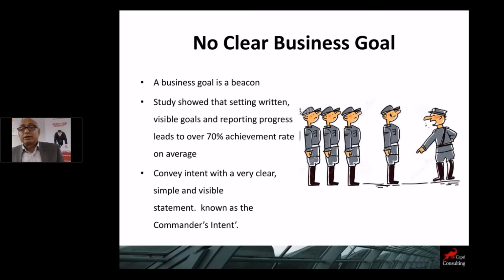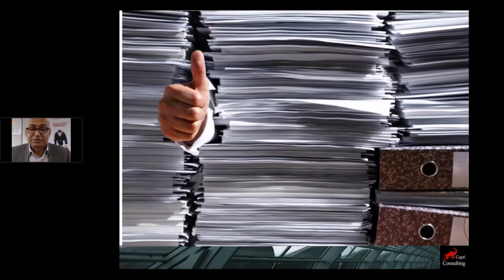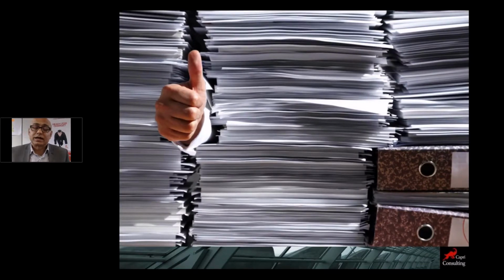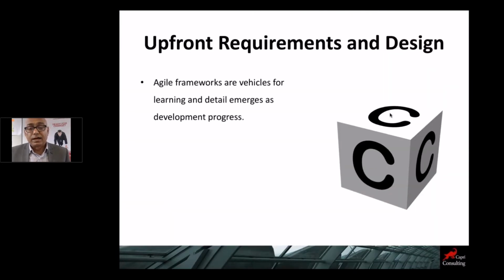So the next possible reason is, yes, documentation, over-documentation. I call it actually over-analysis of your requirements and upfront designing. From a traditional background, we are so used to writing a requirements document, then having an upfront design, and only then does development of the product start. I think this could lead to Agile failure, because Agile simply believes in evolving requirements and evolving design. It's a framework for learning, and detail emerges as the development progresses.